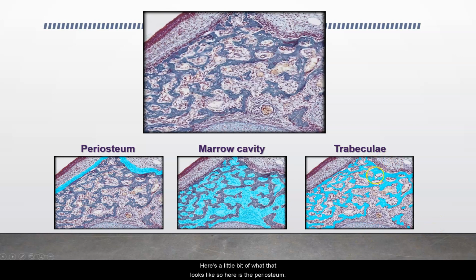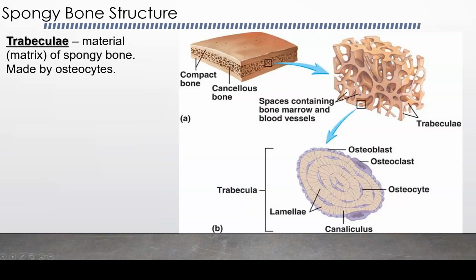Here's a little bit of what that looks like. So here is the periosteum on top here, the marrow cavity, the trabecula, and this is the entire image here, and down here I've just highlighted the different parts. Once again, the trabecula is a material matrix of spongy bone, and it's made by osteocytes. And here's what it looks like. You can see it looks quite spongy, and the spaces in here will contain bone marrow and the blood vessels.